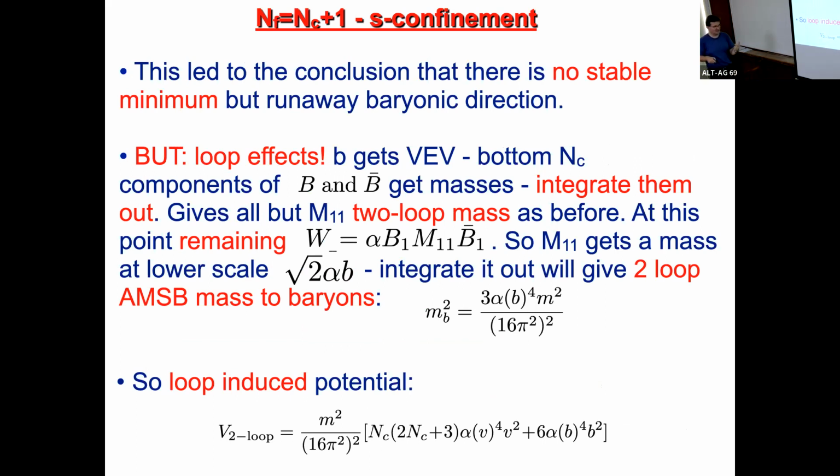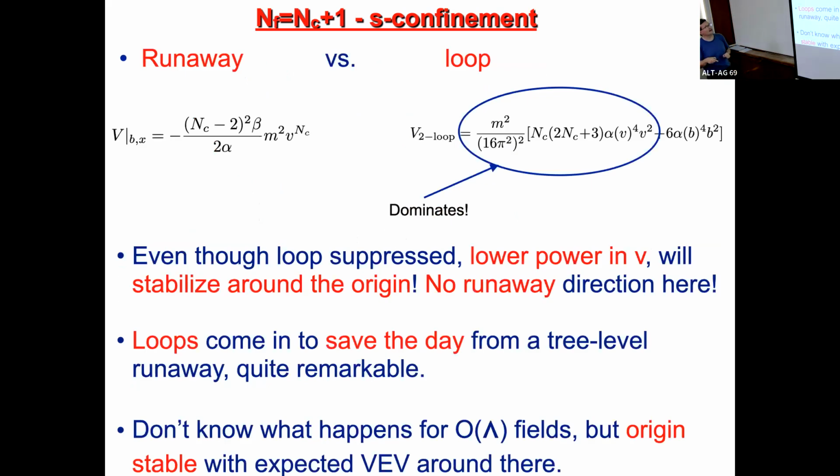And the really funny thing was that this was something that was left out previously, because they said, oh, it's 2-loop and the other one is tree-level. And of course, we are talking about small perturbations around the origin. So there, the scaling as a power of the VEV is more sensitive than having a 1/16 pi squared factor. So it turns out that this 2-loop AMSB potential is capable of lifting, at least close to the origin, the baryonic runaway direction. So this is the runaway, and this is the 2-loop, and it's actually going to dominate. So pretty nice.